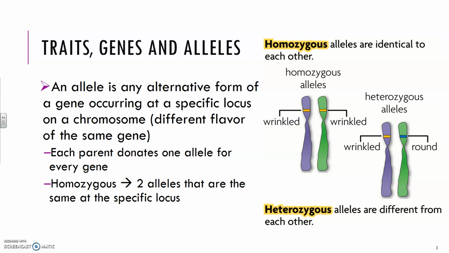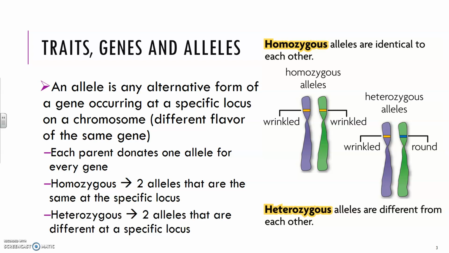Homozygous alleles are the same, okay? So they are the same variation, the same flavor of that gene. Okay, so here we've got our homozygous alleles, and both of these alleles are for wrinkled seeds, okay? Now we also have heterozygous, okay? Heterozygous means that you have two different types of alleles. So in this example, one of these alleles is for wrinkled seeds, and the other one is for round seeds, okay?